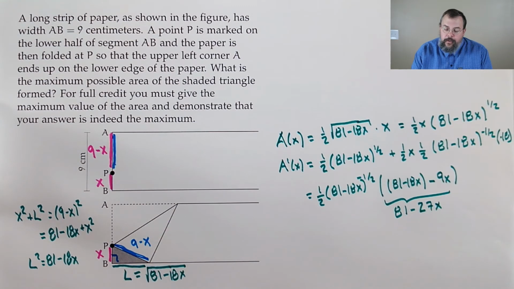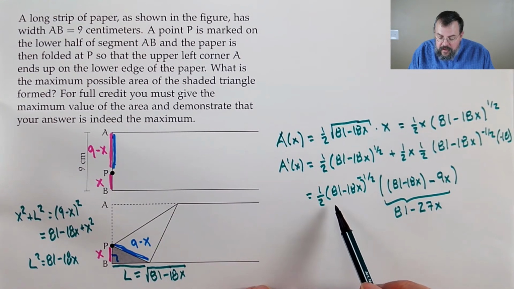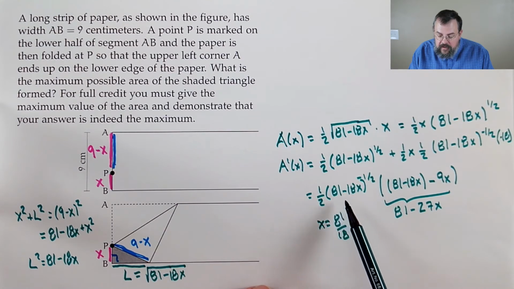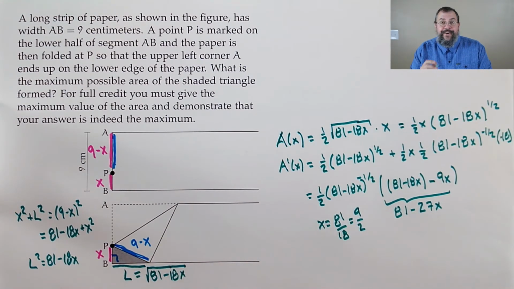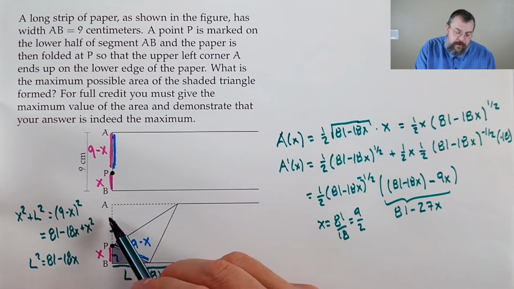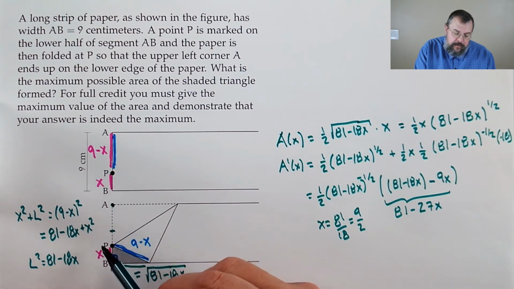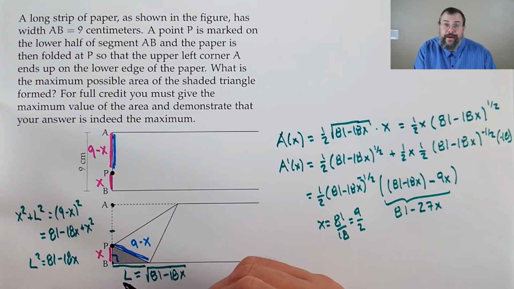Okay, now, where could we have problems? Well, certainly we could have a problem if this first part was 0 on the inside. So what would that be? We would have a problem if x were equal to 81 over 18, because I can just move the 18x across, and then 81 divided by 18. Well, that's the same as 9/2. Now, where does that fit into our picture? 9/2 is exactly the halfway point. So if you go at exactly the halfway point for P and fold, then the point A would end up exactly on top of the point B.